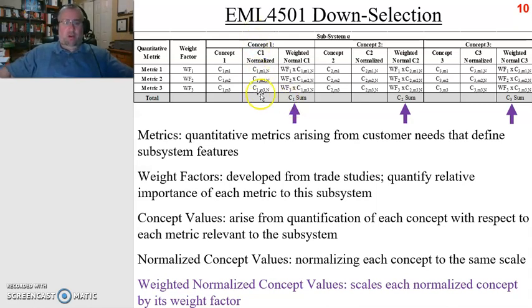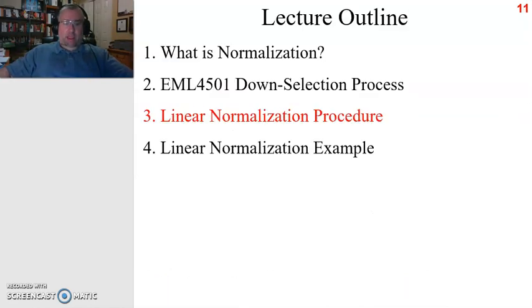So that's where normalization fits in. It's essentially the second to last or third to last step in the process. You take the concept values, normalize them, and then weight those normalized concept values by your weighting factor, sum up the weighted normalized concept values, and that gives you the ultimate value for the concept that you use to select the concept that moves forward for prototyping. So that's how it fits in. Okay.